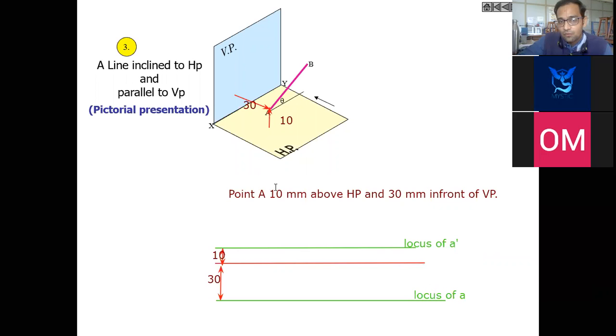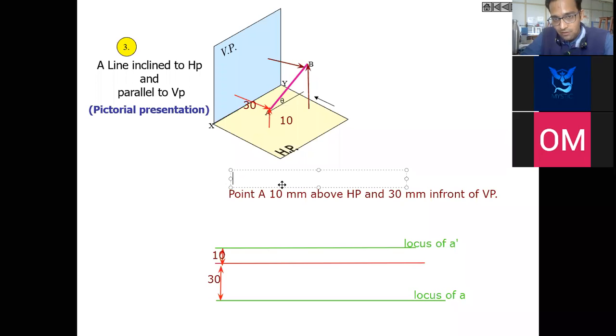Now point A is 10 mm above HP, 30 mm in front of VP. Let us move ahead and refer to other criteria. What can be the data available for point B? Let us mark the arrow also. So point B is 30 mm above HP and 30 mm in front of VP. Point B कहाँ पे है? We can say it is 30 mm above HP, 30 mm in front of VP. Let us mention that data also over here.